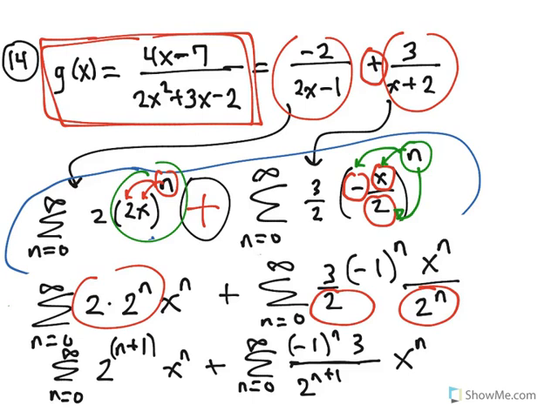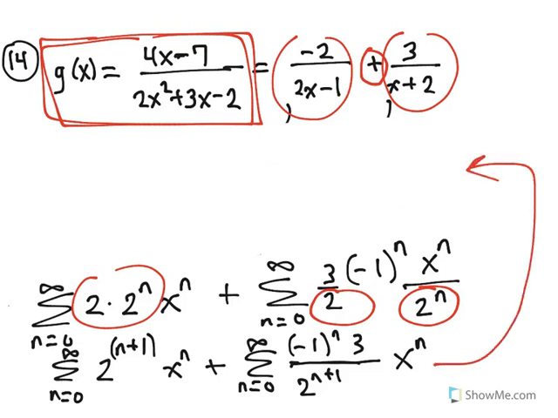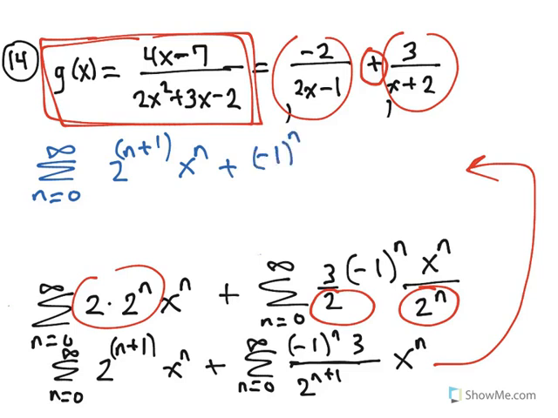So what are you going to do now? I'm going to erase some work here so that I have room to continue. So I'm going to take my work from what we have here at the bottom and bring it to this level. And all we're going to do is add the two power series together. And when we do that, we're going to have 2 to the n plus 1 times x to the n plus negative 1 to the n times 3 over 2 to the n plus 1 times x to the n.